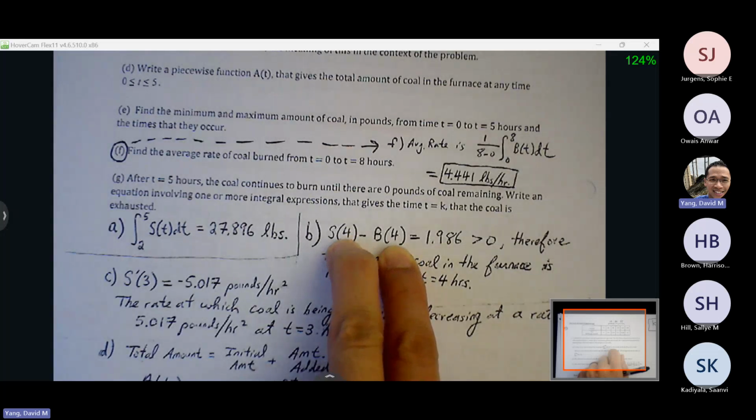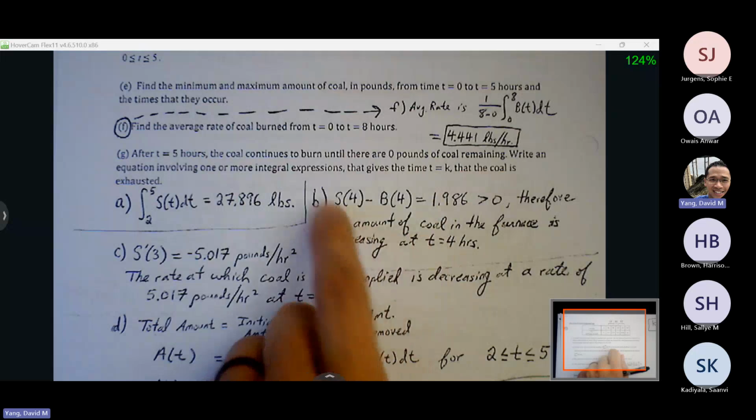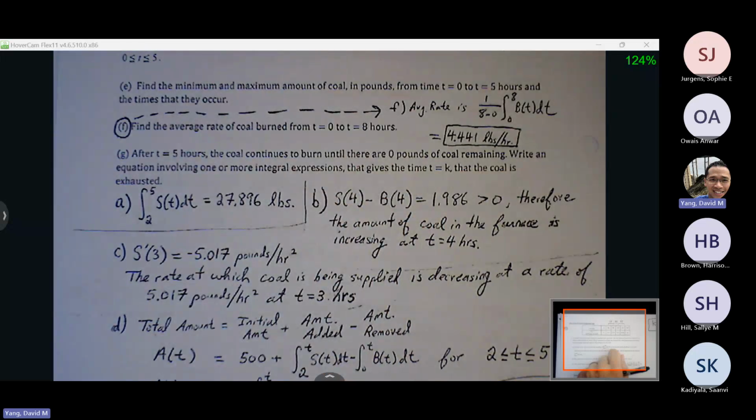But you could also find them separately and then compare them and then see, okay, S of 4 is greater than B of 4. Therefore, the amount of coal in the furnace is increasing at T equals 4 hours. So there's more than one way to do part B, but it does involve having to look at S of 4 and B of 4 and actually comparing their values and making your conclusion from there.